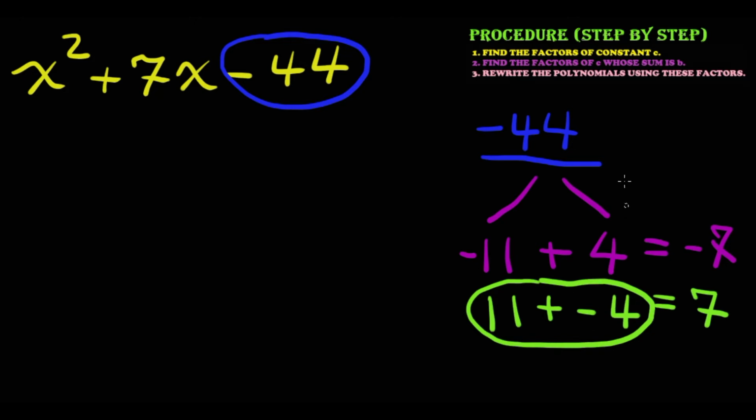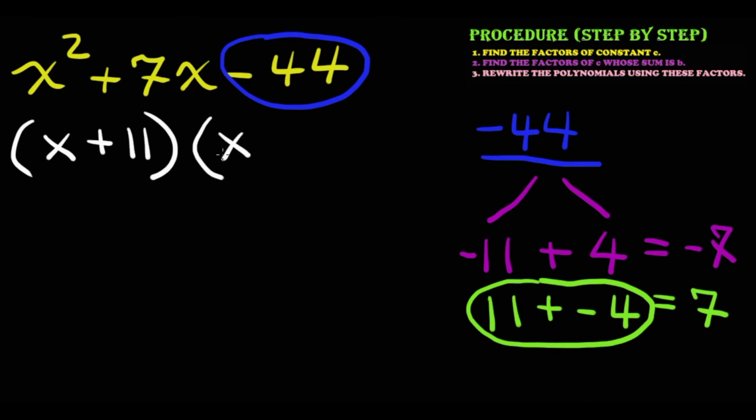And then step 3 is to rewrite the polynomial. This is a polynomial. It just happened to be a trinomial. Trinomial is just a special name for this polynomial, using these factors. Okay, so we're going to use these two numbers and we're going to write it in factor form. Okay, so let's take a look at factor form. So that's going to be what? x plus 11 because it's positive 11. And the other one is going to be x minus 4 because it's negative 4. Okay, so this is your factor form.